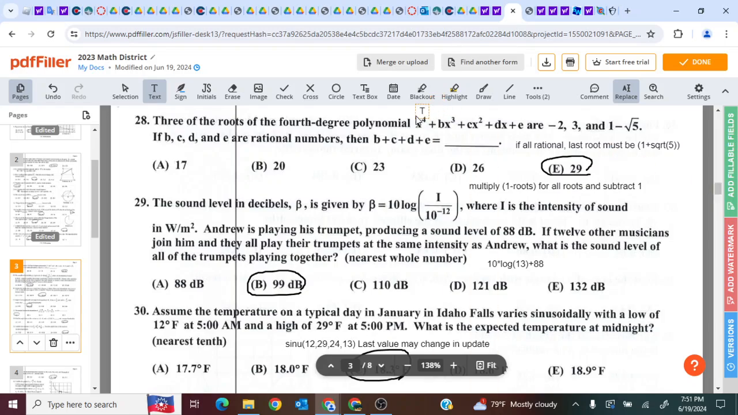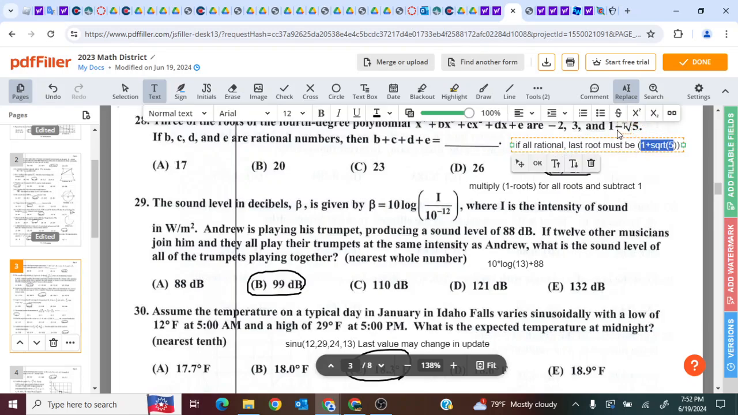3 of the roots of this 4th degree polynomial are these 3 numbers. And what is each of these coefficients added together? So a quirk about these kind of polynomials where everything is rational: square root numbers are irrational, so they must be avoided. And the only way to counteract that is if you have 1 plus or 1 minus some square root of a number, you have to do 1 plus or 1 minus the opposite. So 1 minus square root of 5 is counteracted by 1 plus square root of 5 as your 4th root.